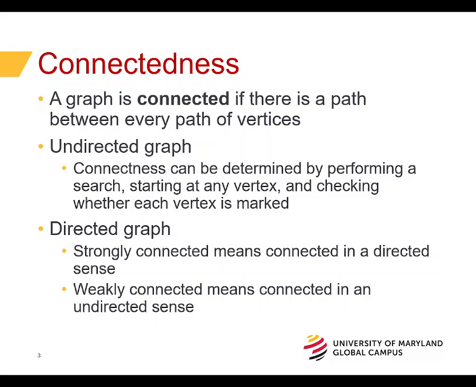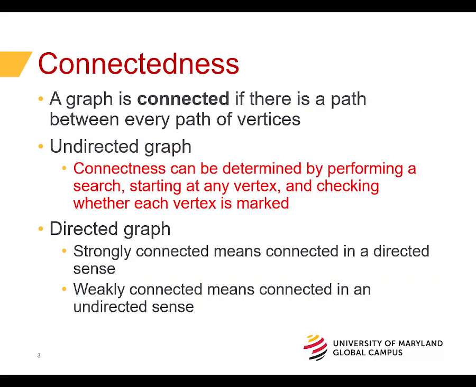Connectedness is another important property. The fundamental definition is the same for both directed and undirected graphs, which is that a graph is connected if there is a path between every pair of vertices. But in the case of a directed graph, there are 2 ways to interpret this definition. But first, let's begin with the undirected case.